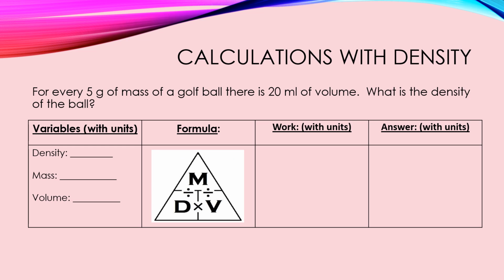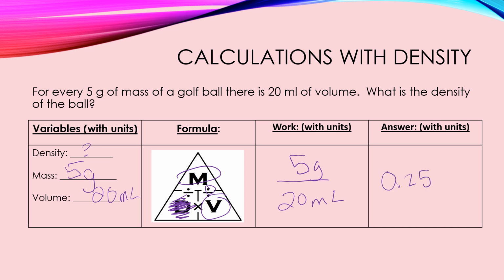So for every 5 grams of mass of a golf ball, there is 20 milliliters of volume. What is the density of the ball? So I'm going to fill in my chart, and I've got 5 grams is my mass, and my volume is 20 milliliters. I am asking to solve for my density. So I'm going to cover up my density on this formula. I'm going to take its mass unit, which is 5 grams, and divide it by its volume, which is 20 milliliters. And when I plug it into my calculator, I'm going to get 0.25.